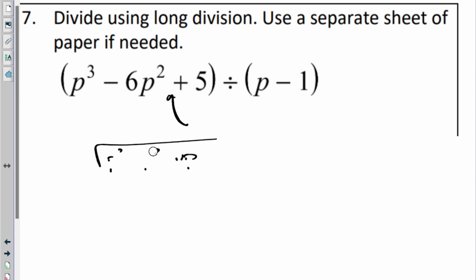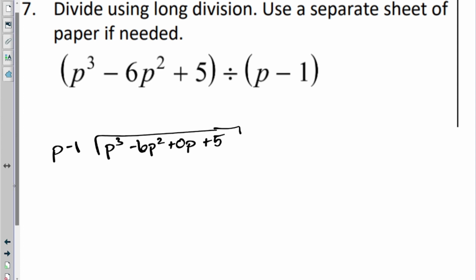And so here's how I would set it up. If you're actually going to go divide it, you have this p minus 1 on the outside, then you do p cubed minus 6p squared plus 0p plus 5, right? Actually, let's just do it. You know, like we can run through it. So let's just do it quickly. So once again, I'm just turning p into things. And so p times p squared gets me to p cubed.